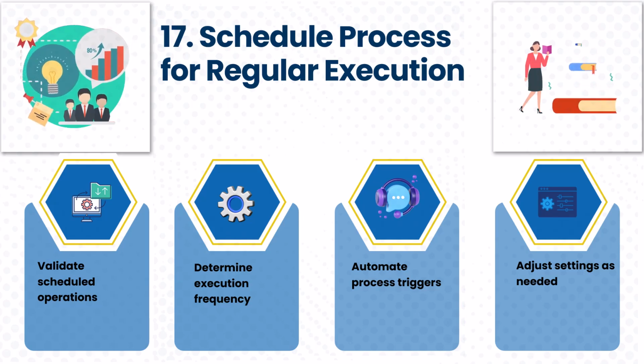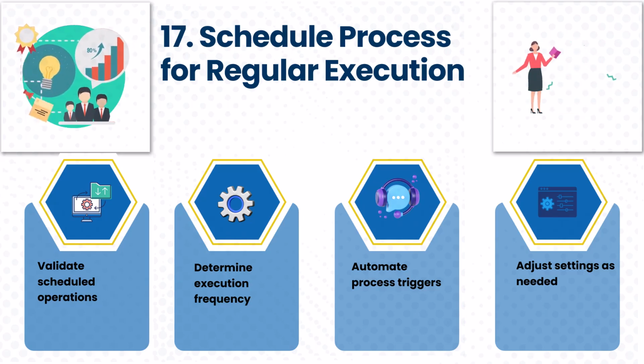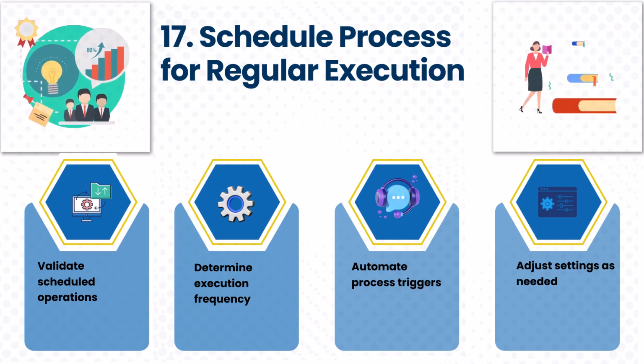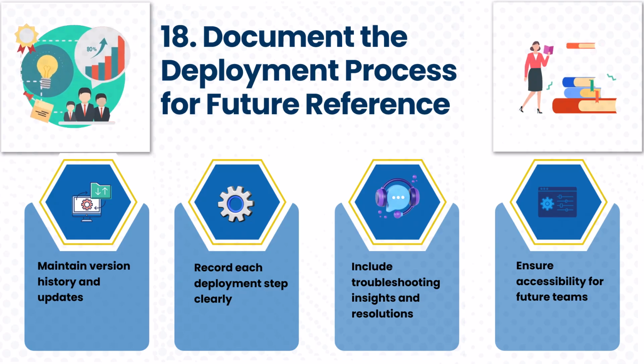Finally, we schedule the process for regular execution. We decide how often it runs, automate triggers, validate schedules and adjust settings. It's like setting your coffee maker to brew every morning. Automation at its best. Imagine launching a rocket but forgetting how you did it.